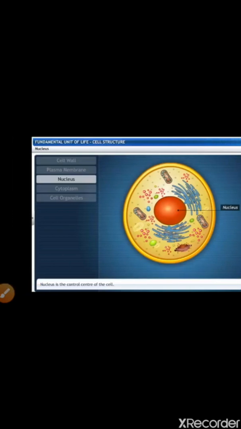Over here we can also see written that the nucleus is the control center of the cell. Who is the control center? The control center is the brain. That means the nucleus is the brain of the cell. It controls all the metabolic activity of the cell. So let's see how the nucleus is important.